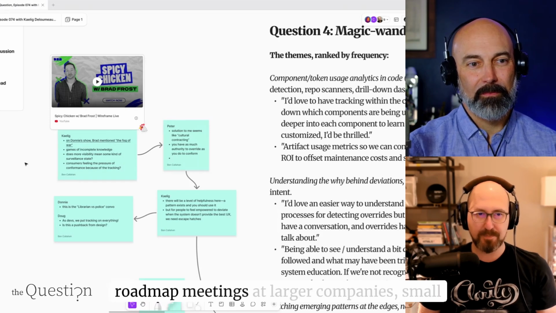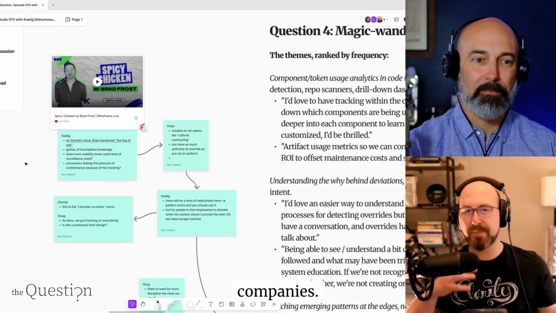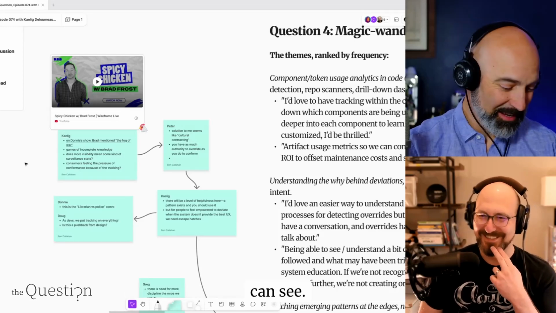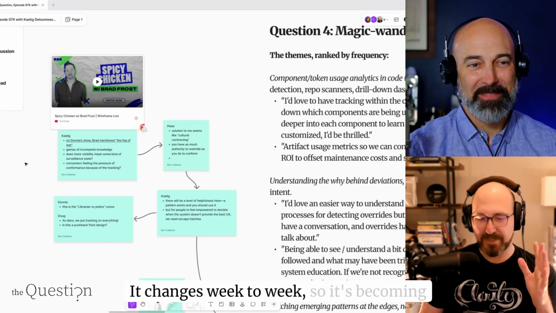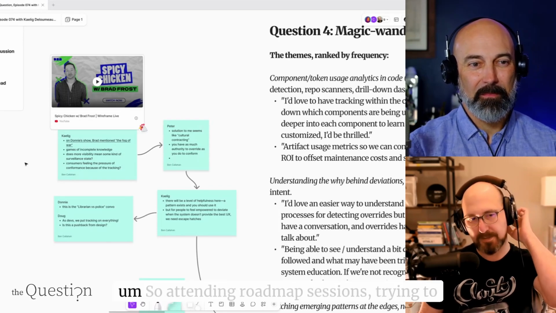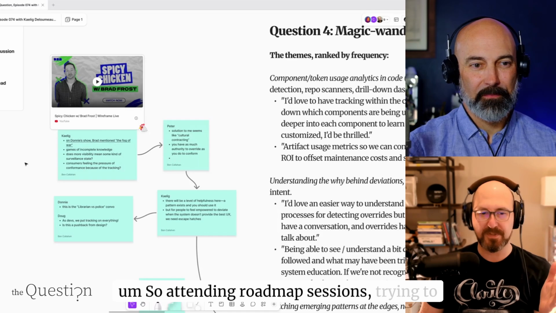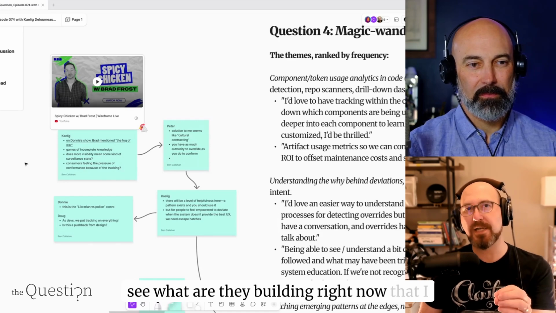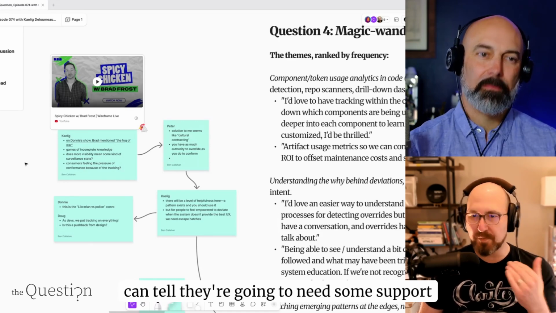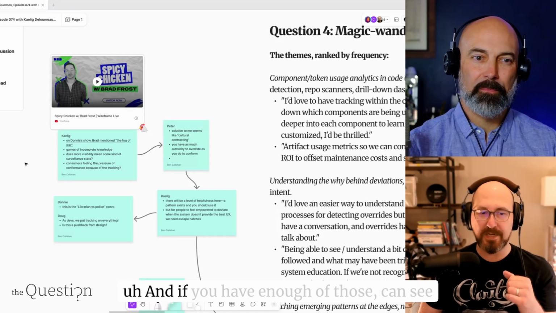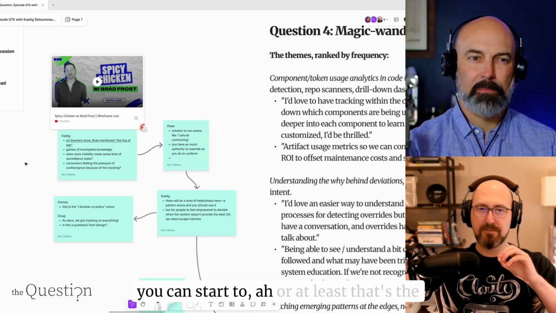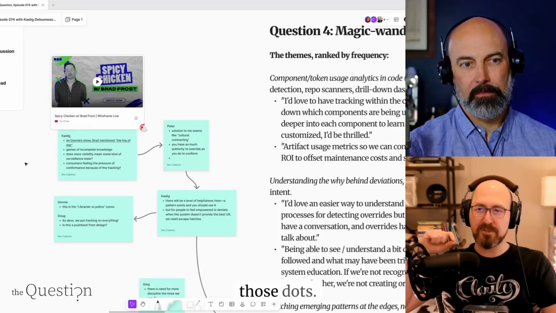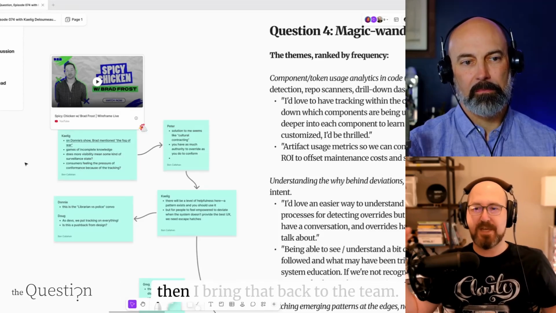attending roadmap meetings at larger companies. Small companies, do people have roadmaps anymore? Yes, not often. At least not that anybody can see. It changes week to week, so it's becoming even harder. But attending roadmap sessions, trying to see what they're building right now that I can tell they're going to need some support from the design system at some point. Yeah. And if you have enough of those, at least that's the way I do it, I start drawing lines between those dots. Yeah. And if there's some commonality, then I bring that back to the team.